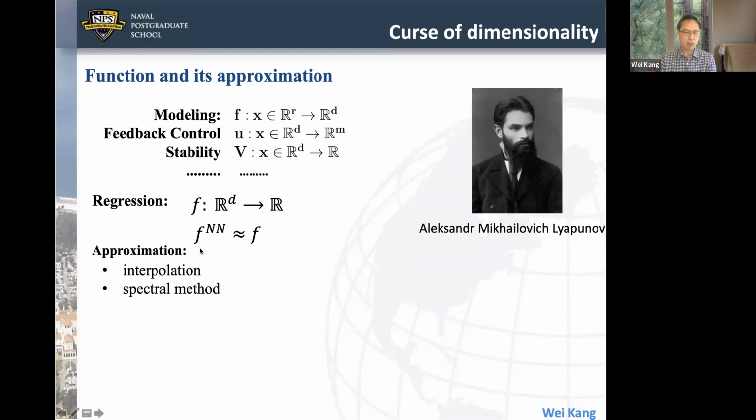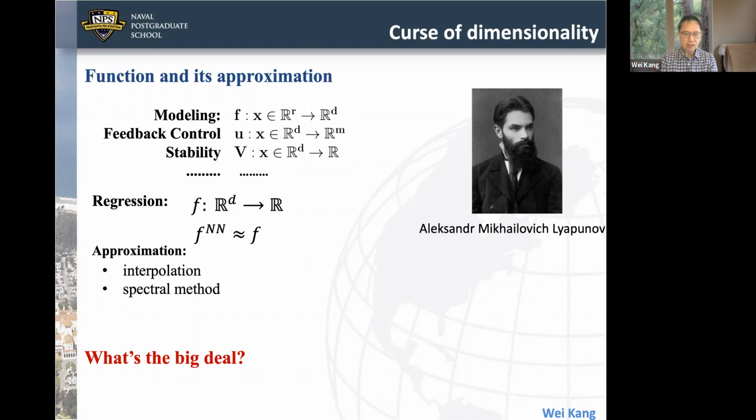You find a neural network that approximates the function, but actually this problem has been studied in numerical computation forever. You can do interpolation, if you know the value of the function at certain sample points, or if you project it onto an orthogonal basis, then you can do a spectral method. So this problem is everywhere in engineering and mathematics, and it has been studied using many different tools.